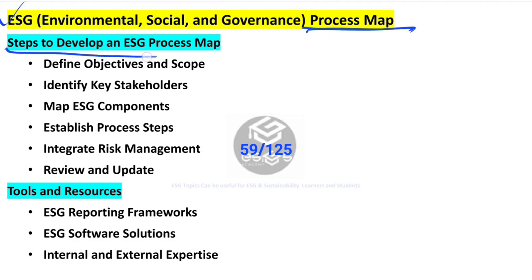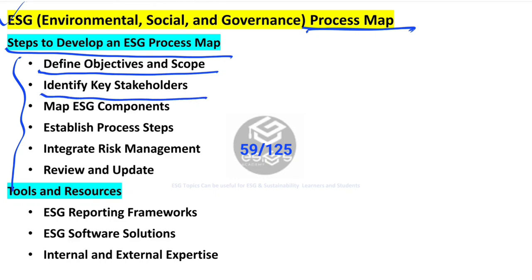So what are the steps to develop an ESG process map? Let us discuss them one by one. First is define objectives and scope. Clarify the purpose of the ESG process map. Is it to guide ESG strategy, development, implementation, monitoring, reporting, or all of these? Also, identify the scope. Which ESG factors will be included? Will it cover specific industries, regions, or business units?